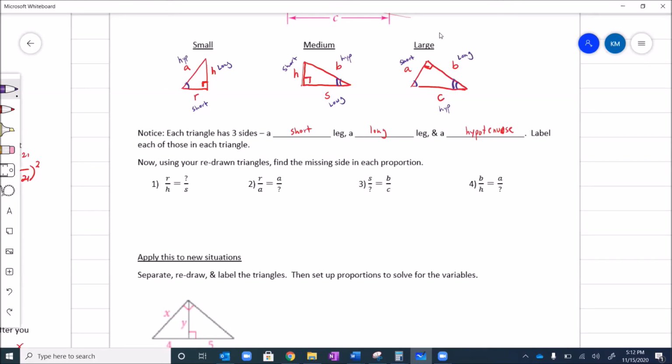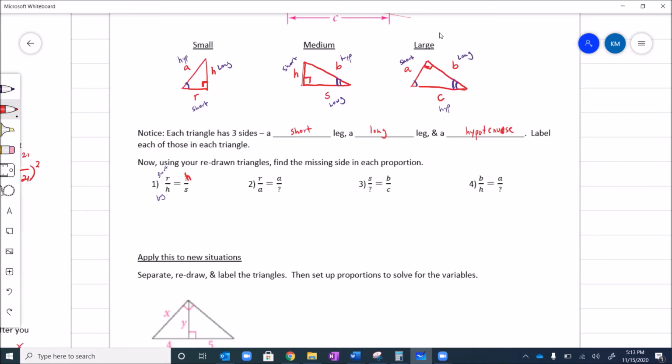R over H. What I'm going to do is realize or notice which triangle that's in. That's in our small triangle, R and H. R is our short leg, H is our long leg. So I'm going to look for the triangle that has S as its long leg. That's our medium triangle. Then I need to find the short leg in it, which is H. So for number 1, H is our missing side for the proportion.